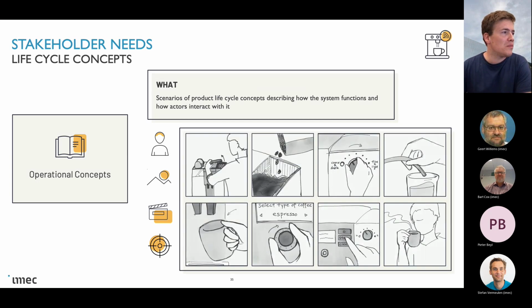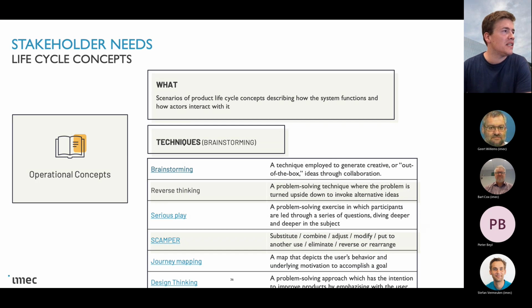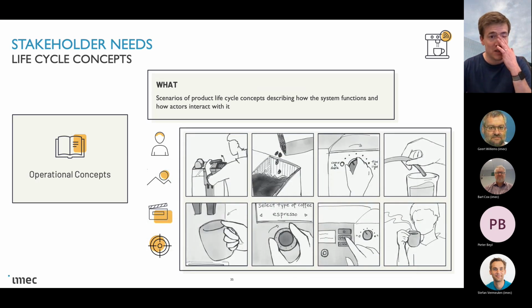I have here a storyboard. I believe these are the techniques, but I'll show you the storyboard first. So this is the storyboard of a coffee machine being used. This is a good way to show an operational concept. And of course, you focus in on the aspects that are novel, that you actually want to validate.